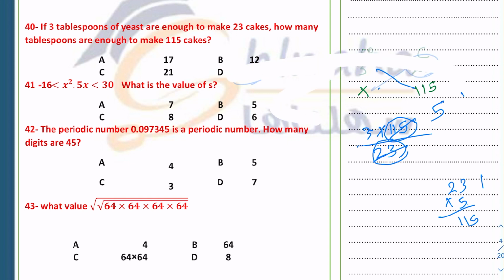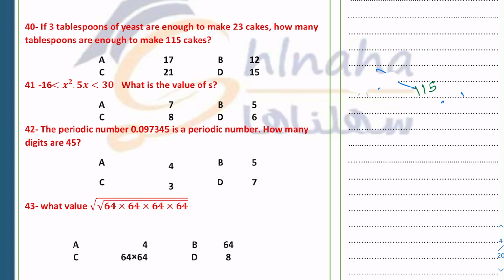Let's take the next question here. If x squared is greater than 16 and 5x is smaller than 30, which number is the right number? X squared is greater than 16. We can check the choices.